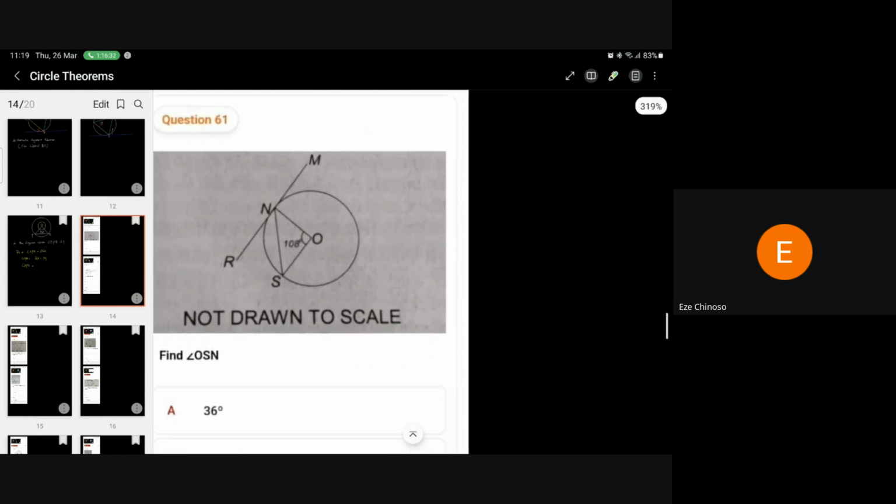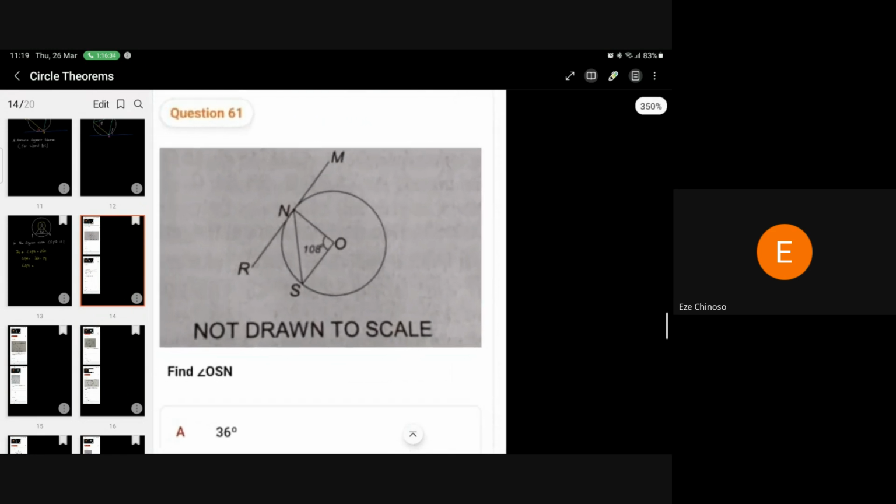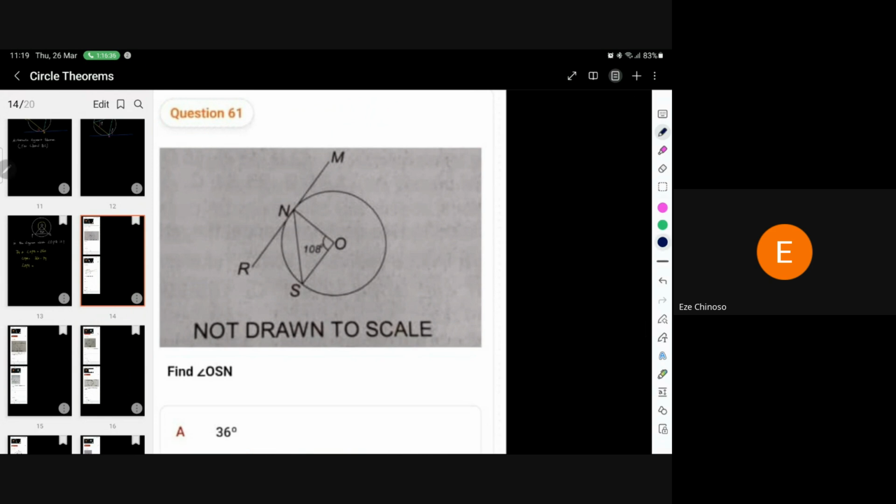So look at this one now, right? Not drawn to scale. Find angle OSN. First of all, which one is angle OSN? Trace it. So look at the angle they are looking for. We are looking for this angle here, OSN. Is that okay? Because this is O, this is S, this is N. Now, they gave us here to be 108 degrees. What did I tell us to always check? If that's the angle we are looking for, OSN, that angle is a bit off.